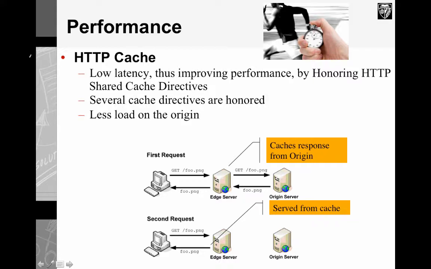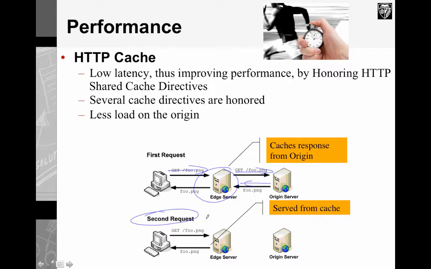We already had a chance to look at the HTTP cache and the various HTTP headers that are honored by CloudFront and the edge servers. As you can see over here, when a request comes in from the end user to the edge server, it goes to the origin, gets the content, and caches it. Subsequent requests are actually being served from the cache.